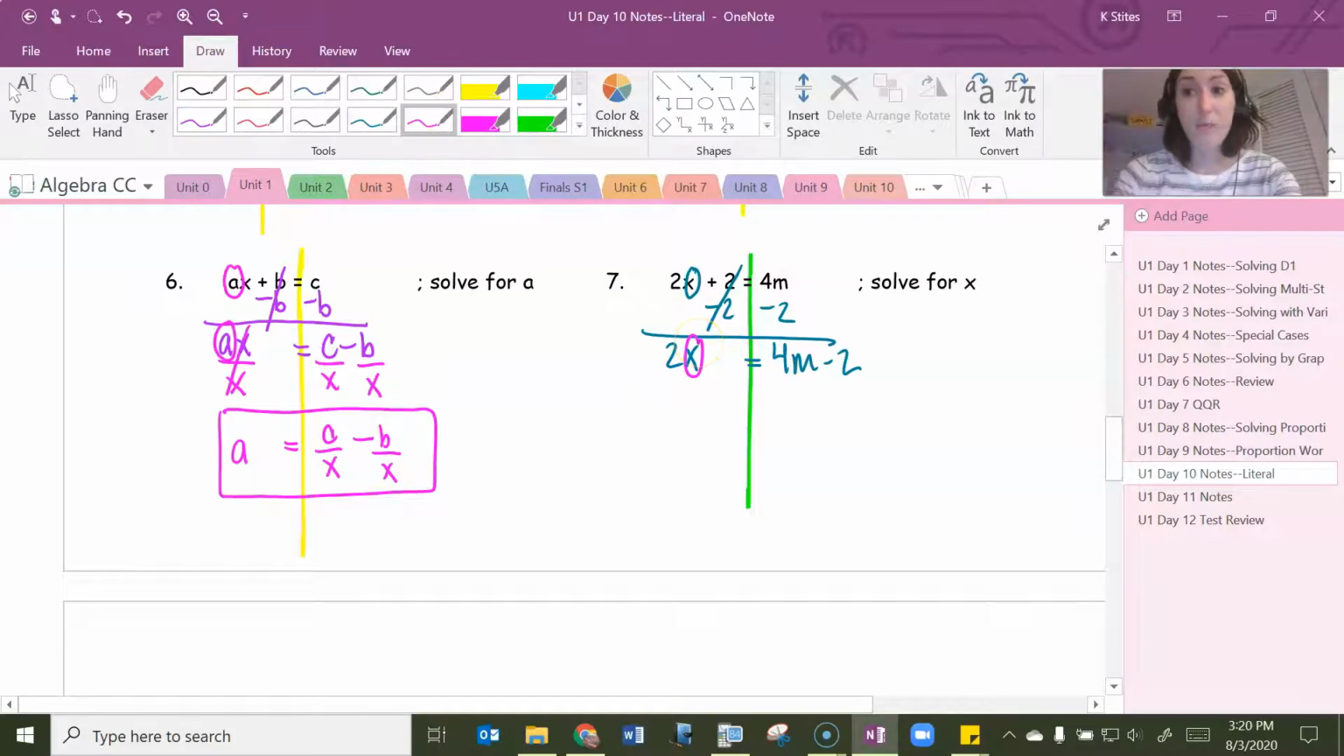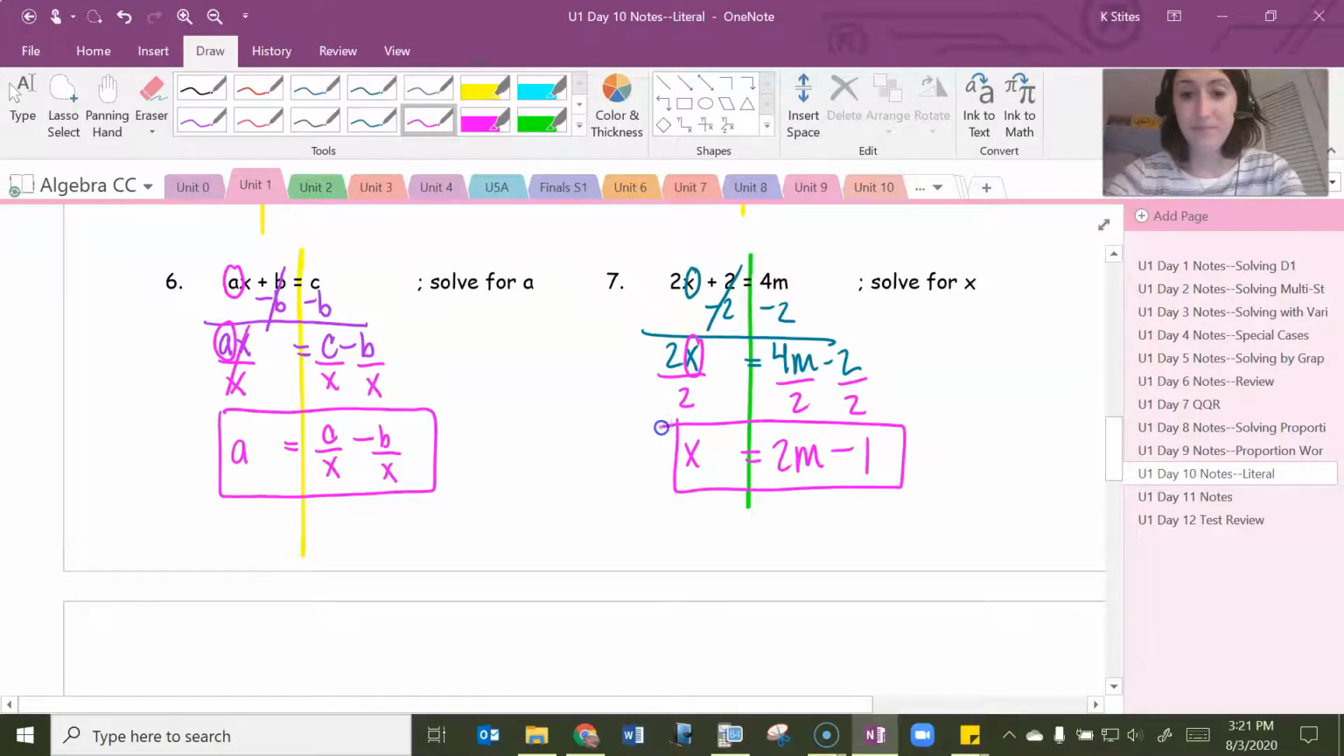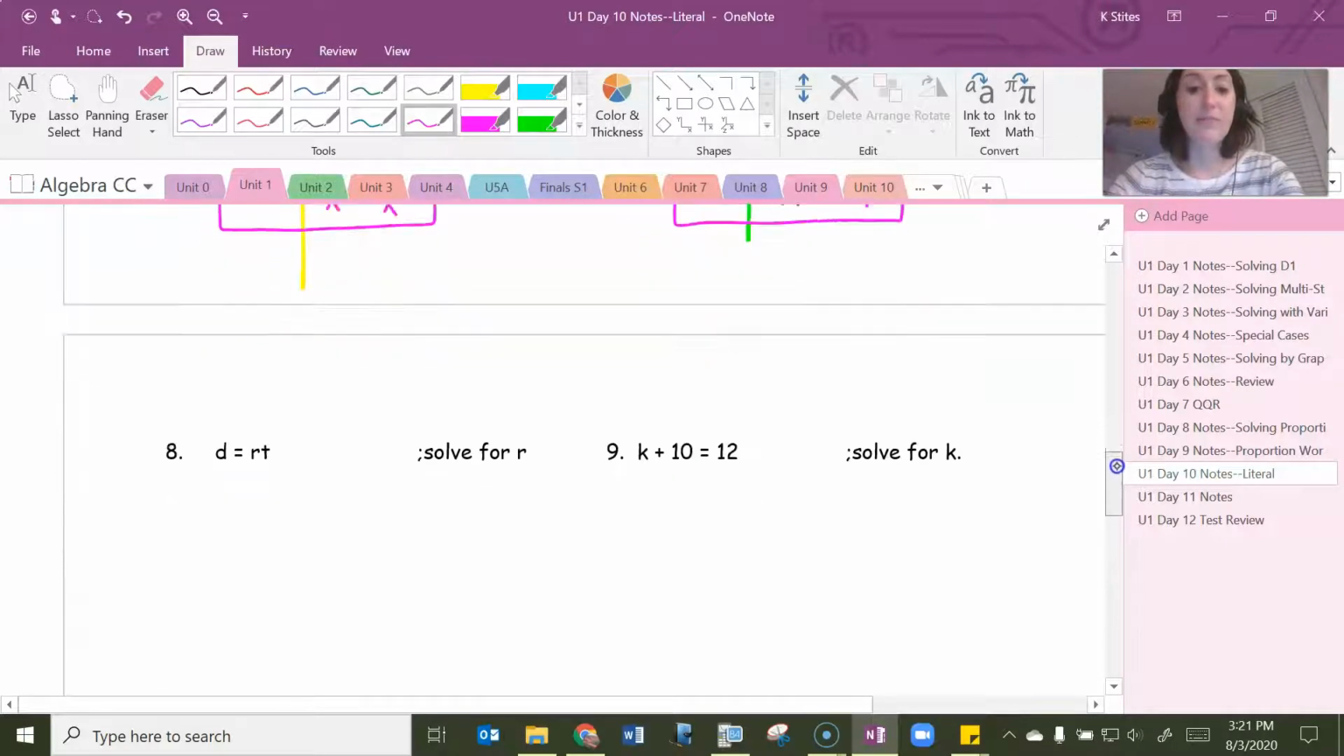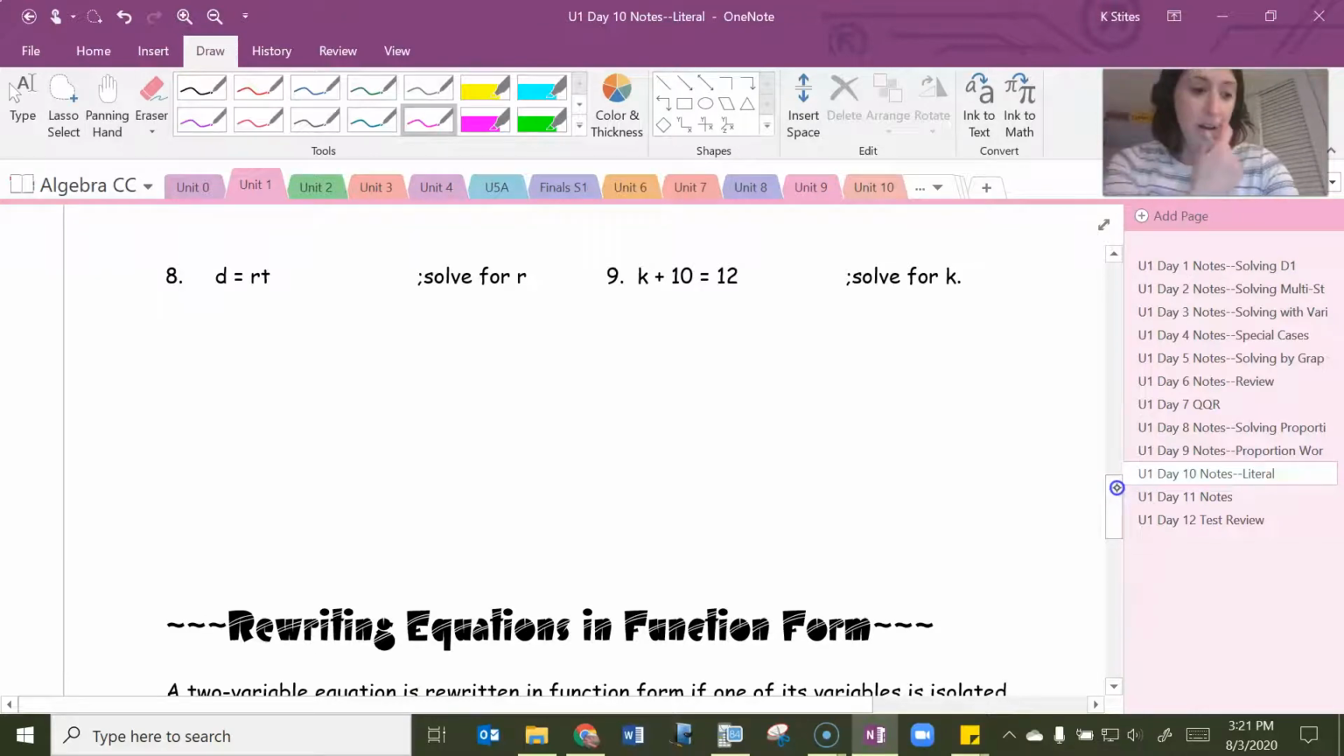Now we're still solving for x. So now we can divide everything by 2. Division is different. Okay, division is different. We can do 4m divided by 2. 4m divided by 2 is 2m. Okay, and we can do negative 2 divided by 2. That's negative 1. Okay, so be careful. Like terms are still a thing, people. All right, 2 more of these and then I have something else to show you.